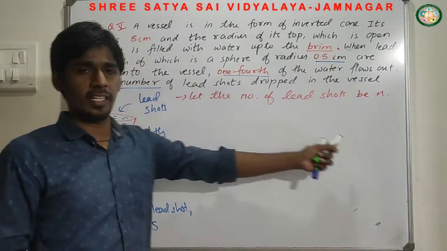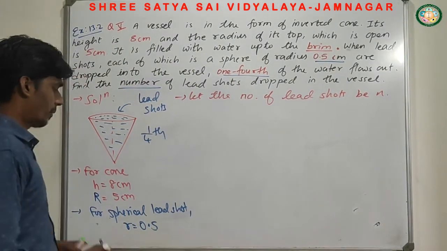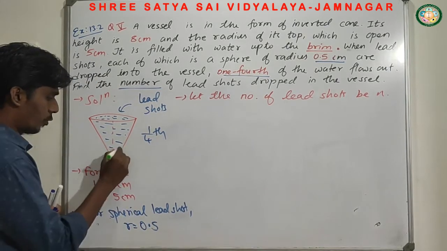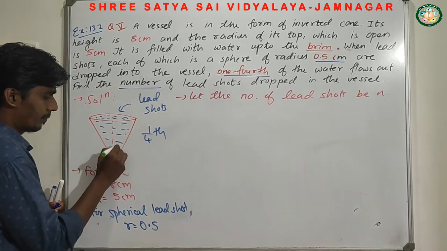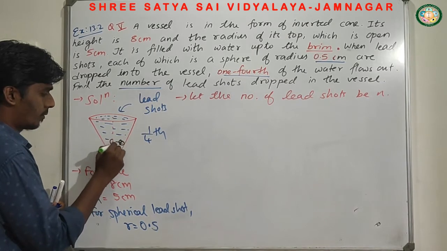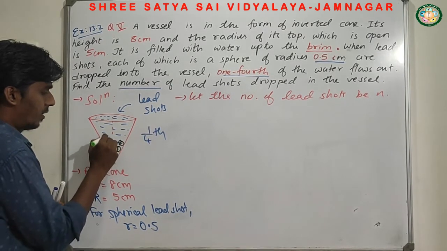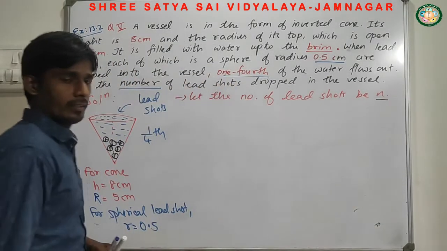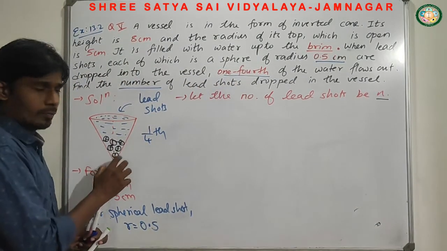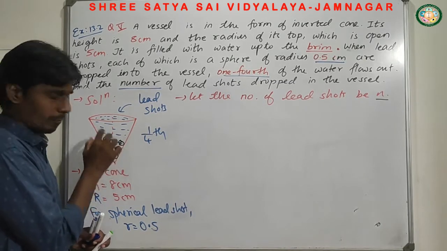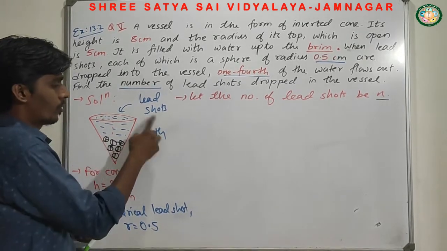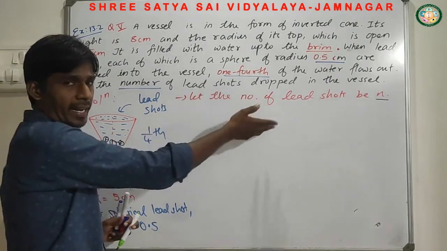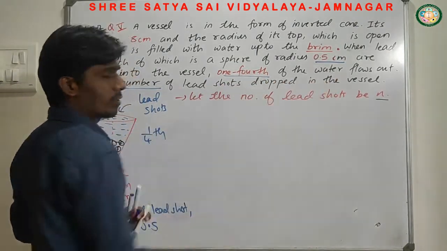Let the number of lead shots be n. So what does it mean? We put lead shots, the small spherical balls, inside a cone. We don't know the number, so we took that number as n. The volume of these n lead shots equals 1/4 of the volume of the cone, because 1/4 of the water flows out.